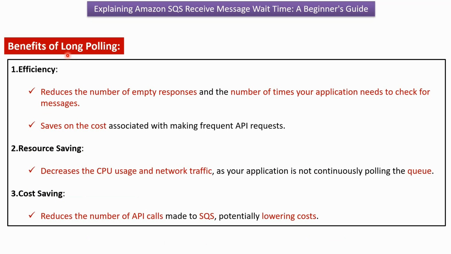What are the benefits of long polling? First point is efficiency. Reduces the number of empty responses and the number of times your application needs to check for messages. Saves on the cost associated with making frequent API requests. Second point is resource saving. Decreases the CPU usage and network traffic as your application is not continuously polling the queue. Third point is cost saving. Reduces the number of API calls made to SQS, potentially lowering the cost.